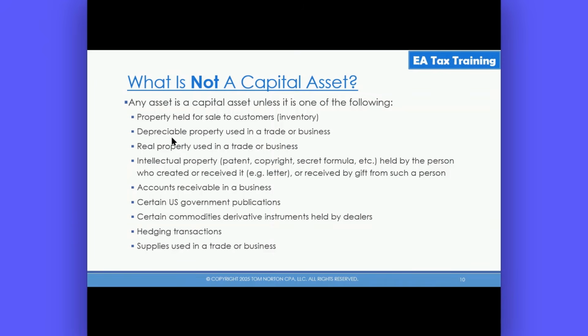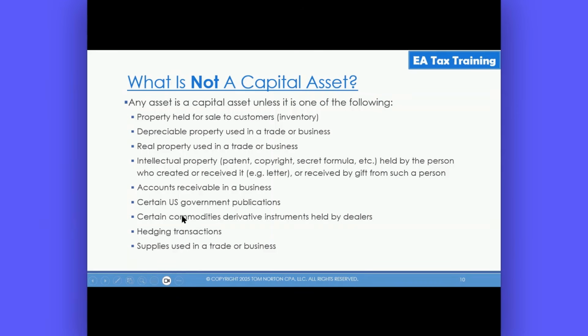And you can see that most of the things on this list really have to do with using it in a business. Property held for resale to customers, that's business. Depreciable and real property used in a business. Even this, the intellectual property that's held by the person who created it. They're in the business of writing songs or inventing. So not a capital asset. Accounts receivable in a business. The government publications is kind of an odd duck, so we'll skip over that one.